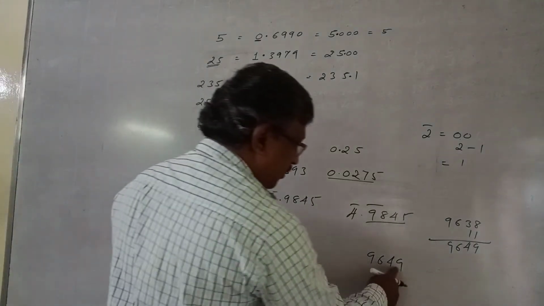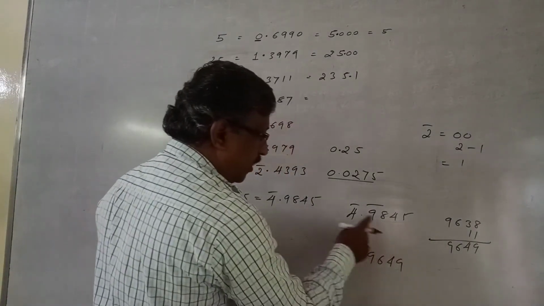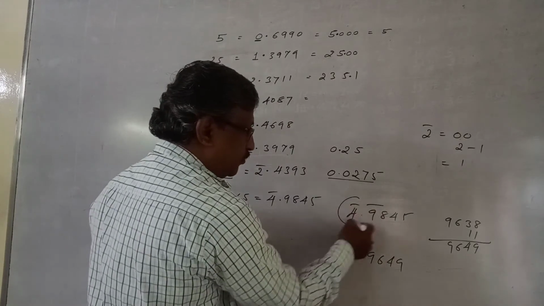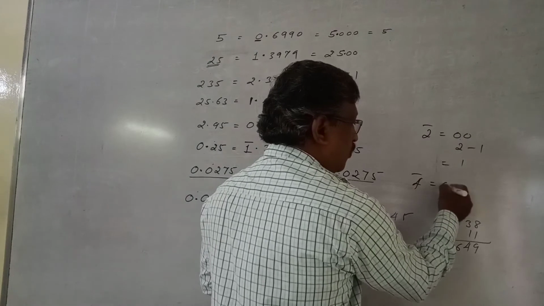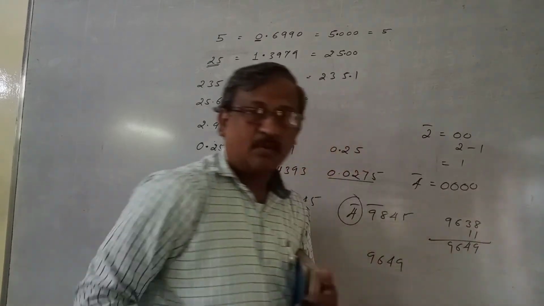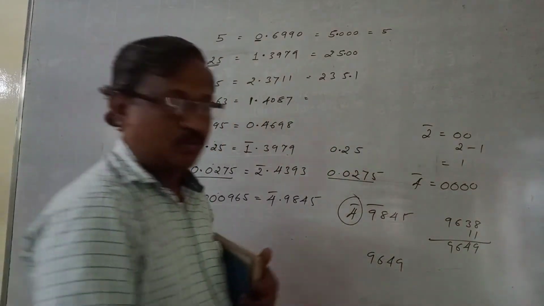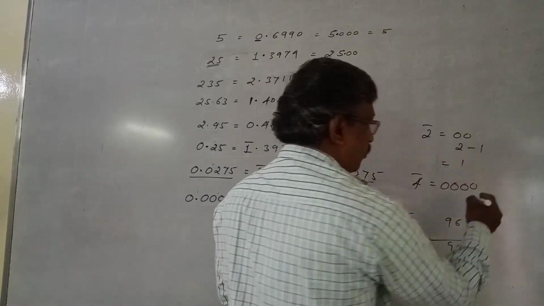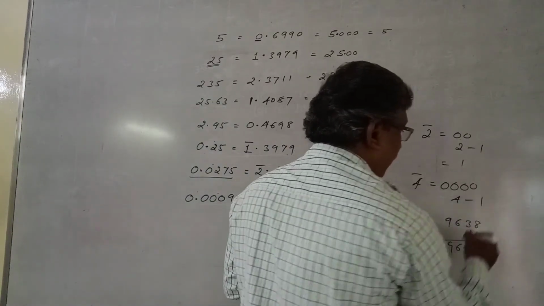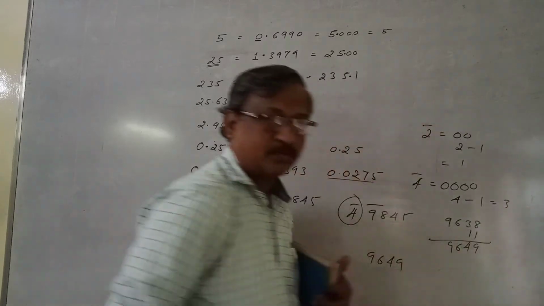9649. So this is the value from the anti-logarithm, right? Now you have to place the decimal point. For that you see the characteristic, it is bar 4. Bar 4 means what? 4 zeros. And from 4 zeros, you have to minus 1 zero. So 4 zeros minus 1 remains 3 zeros, right?